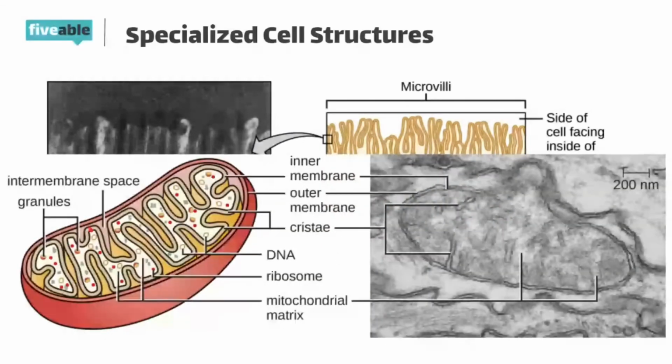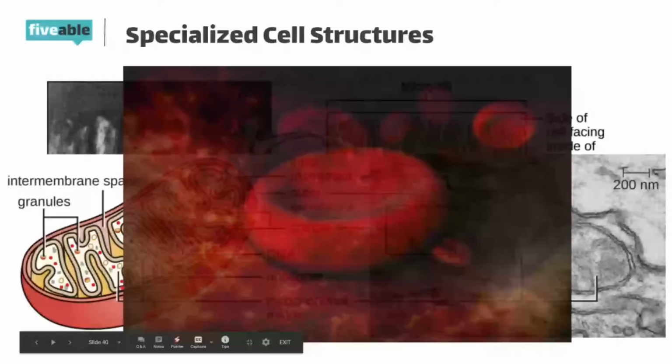The inner membranes where the electron transport chain happens, right? More electron transport chain efficiency means more ATP.